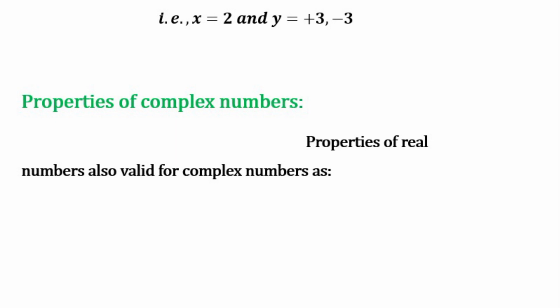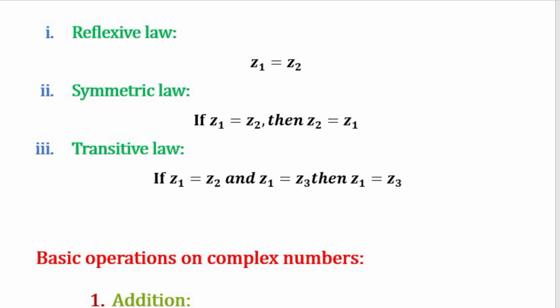Next, properties of complex numbers. Reflexive law. Same like real numbers, two complex numbers will be equal. This is called reflexive law if we have same complex numbers. Symmetric law. If we have z1 equal to z2, then z2 will also equal to z1. Third law is transitive law. If we have z1 equal to z2 and z2 equal to z3, then z1 will also equal to z3, where z1, z2 and z3 are complex numbers.